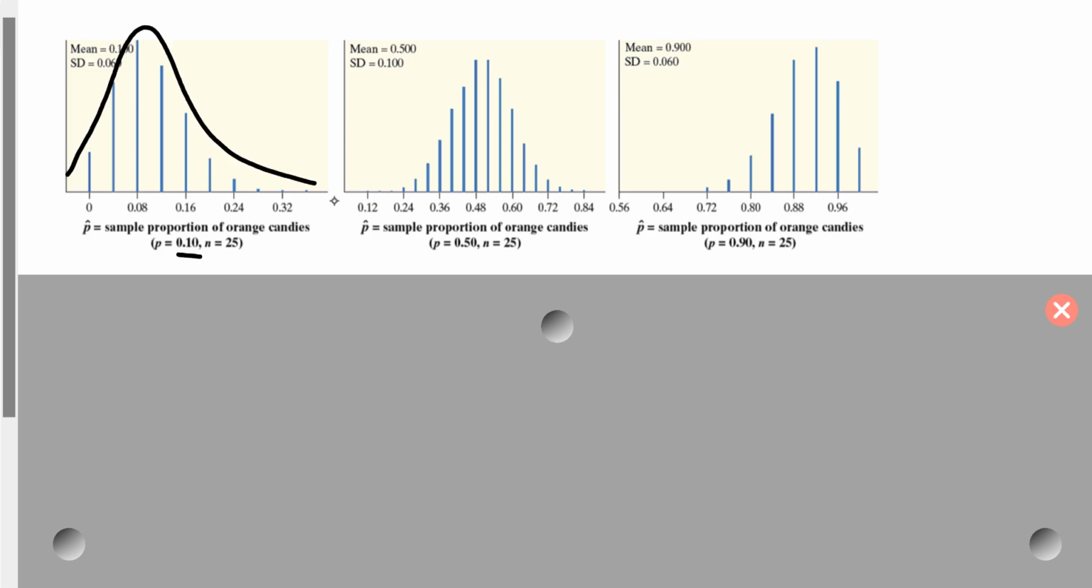But if you look at the lower proportion, this 0.1, this looks like it's more skewed to the right. If you look at the higher proportion, 0.9, this looks like it's skewed to the left. And the other thing I want to point out is this is only with 25 samples. Okay?